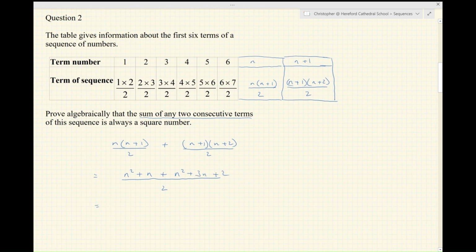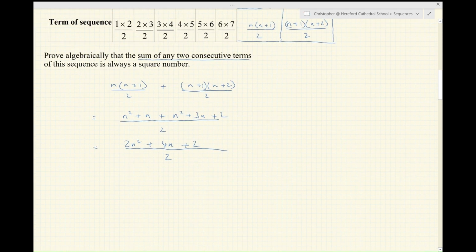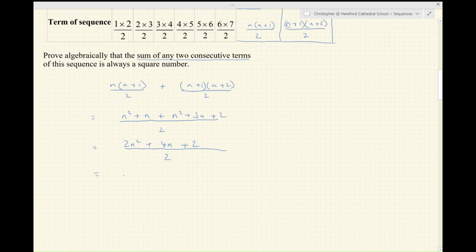I'm going to simplify the top there. I've got 2n squared plus 4n plus 2, and that's all over 2. So if I halve the top, I'm left with n squared plus 2n plus 1. So there is an expression for the sum of any two consecutive terms.